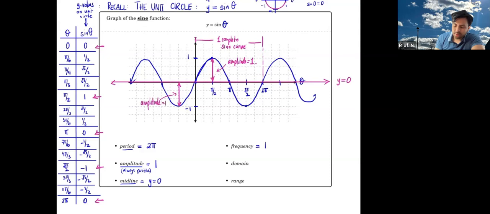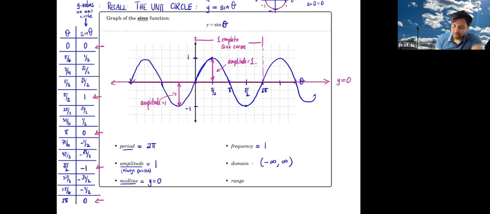What is the domain of the sine function? Well, the domain here goes on forever and ever to the right and to the left. So the domain is all real numbers. I can write it in interval notation as negative infinity to infinity.